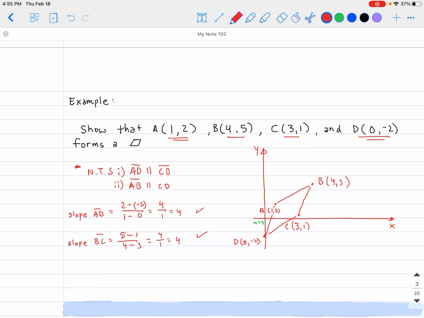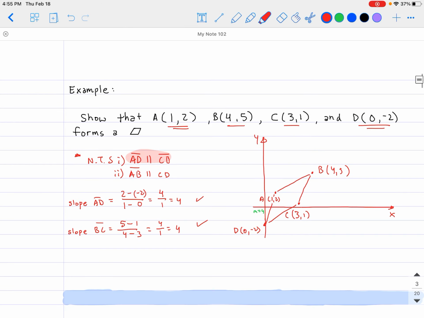Right there, we showed the first piece, which is to verify that one of the pairs of sides is parallel. Now we just need to do the same thing for the other part. Need to show that the slope of this is equal to the slope of this. So let's go and finish it off.